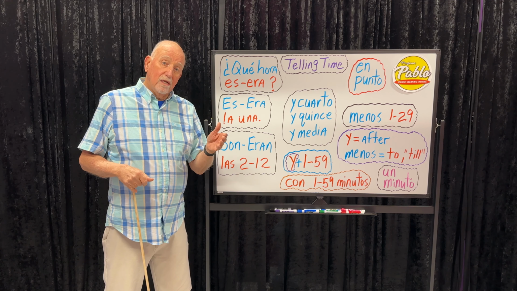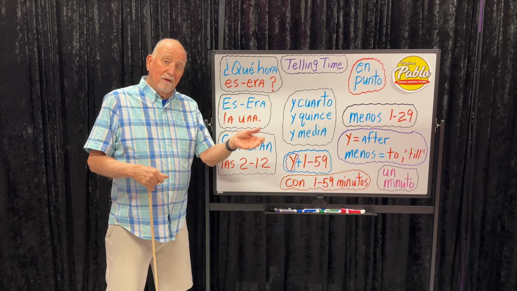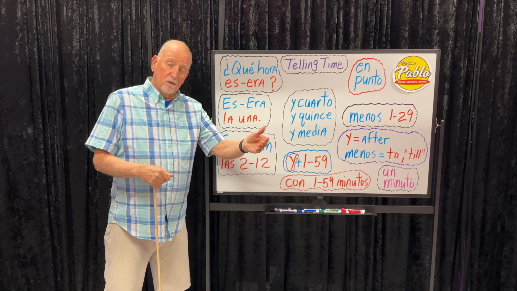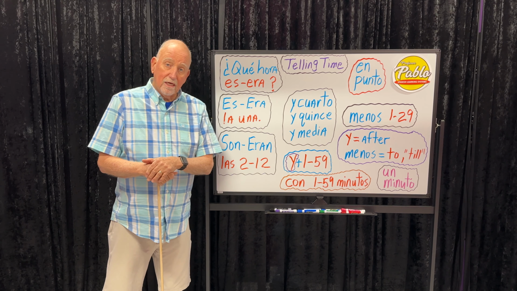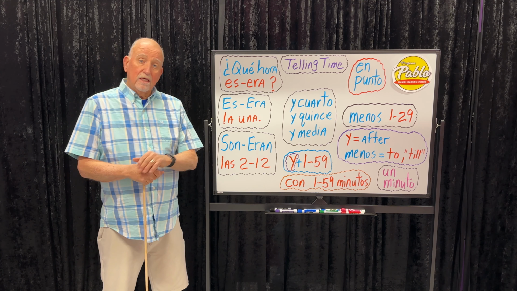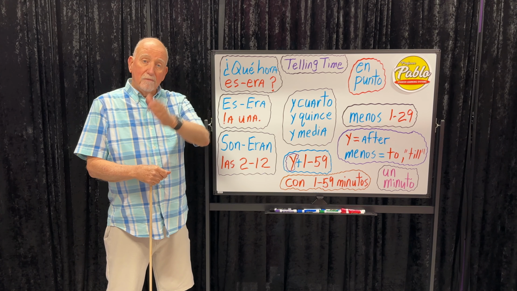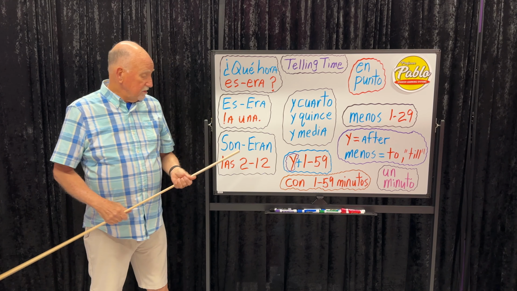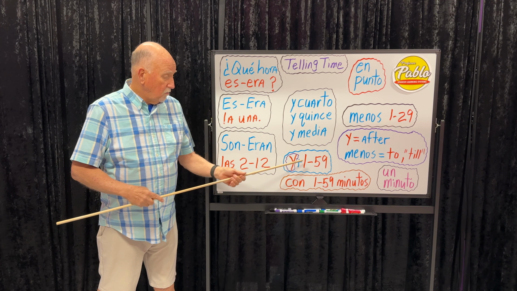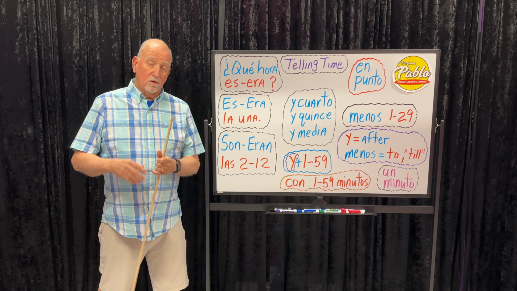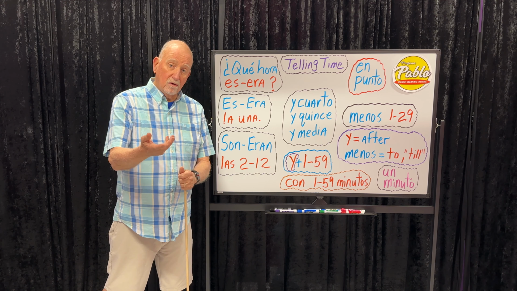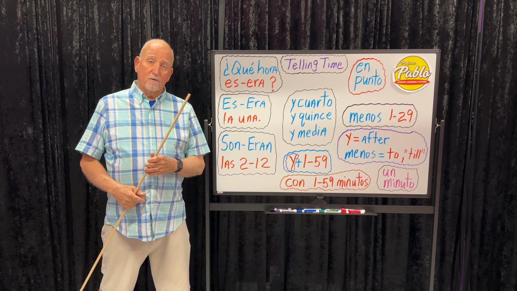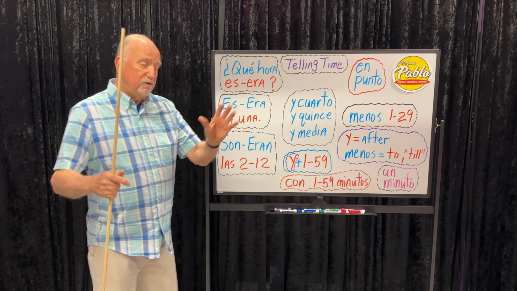It's 1:45 would be es la una menos cuarto. 1:45, son las 2 menos cuarto. Go to the next whole hour. If you want to say it's 6:45, son las 7 menos cuarto. 7:45, it's 7:45, you could say son las 7:45, or son las 7:45, or son las 7:45 minutos. All right, let's review.